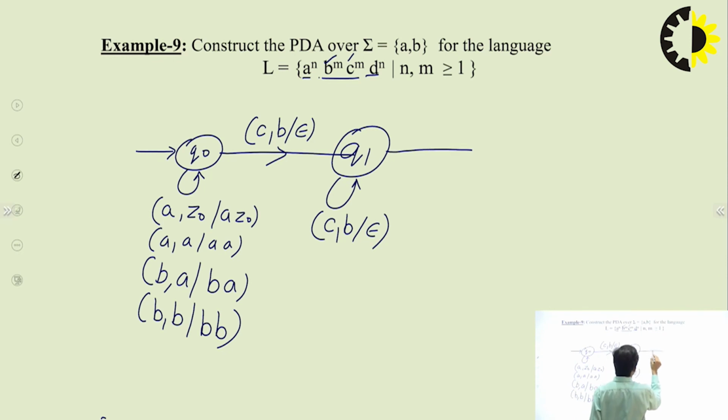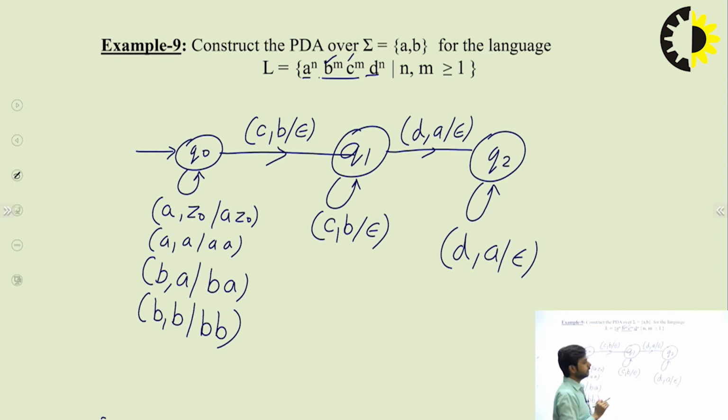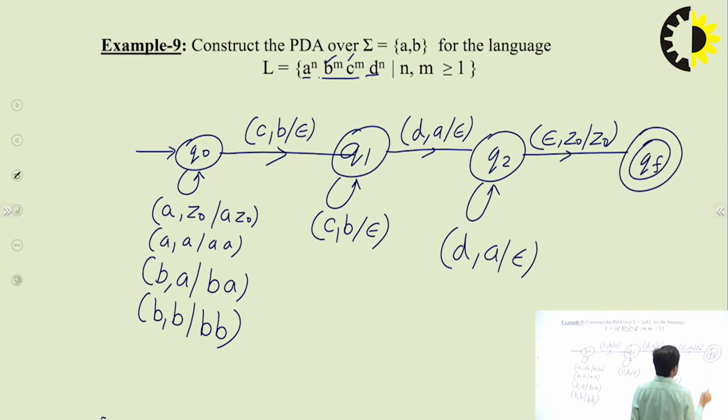Okay, now when D is the input and the top of the stack is A, we pop A, we reach state Q2. When D is the input, the top of the stack is A, we keep on popping A. Now all A and D will be over, and all B and C are over. Now finally the input is epsilon, the top of the stack is Z node, we keep Z node as it is and we will reach the state QF.